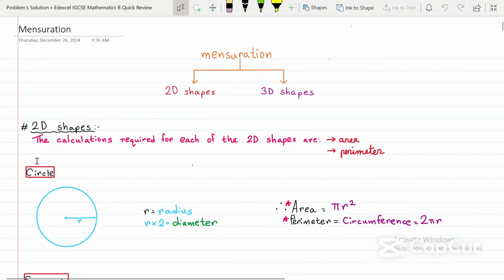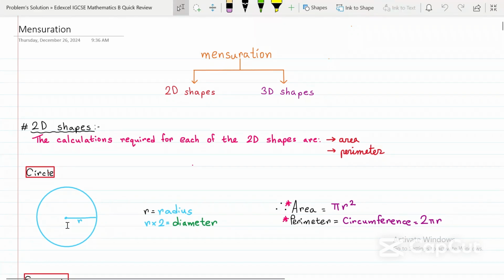So at the very beginning, we can see the first 2D shape, which is called a circle. We are already aware of this from childhood. So this is the circle. This is the center. From here to here, I mean from center to the circumference, this line is labeled as R. R stands for radius, and if you multiply R by 2, this becomes a diameter.